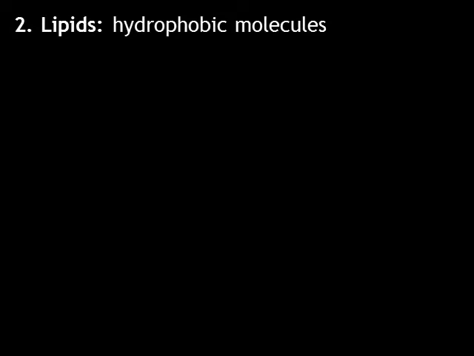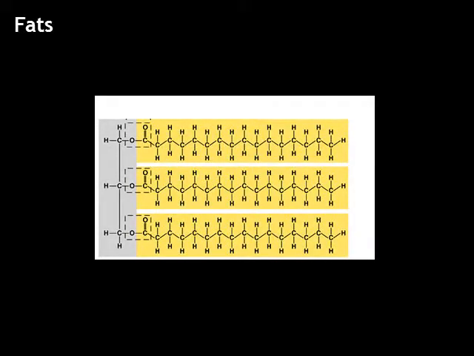The second class of organic molecules, the lipids, is a group of nonpolar hydrophobic molecules. Hydrophobic means that they don't dissolve in water. They contain several types of molecules, but we'll cover the three most important here: the fats, the phospholipids, and the steroids. The first group of lipids, the fats, are made of three fatty acids, which are long chains made of carbon and hydrogen. They're highlighted in yellow here. So three fatty acids attached to one glycerol molecule. The glycerol is in the gray shaded box here.